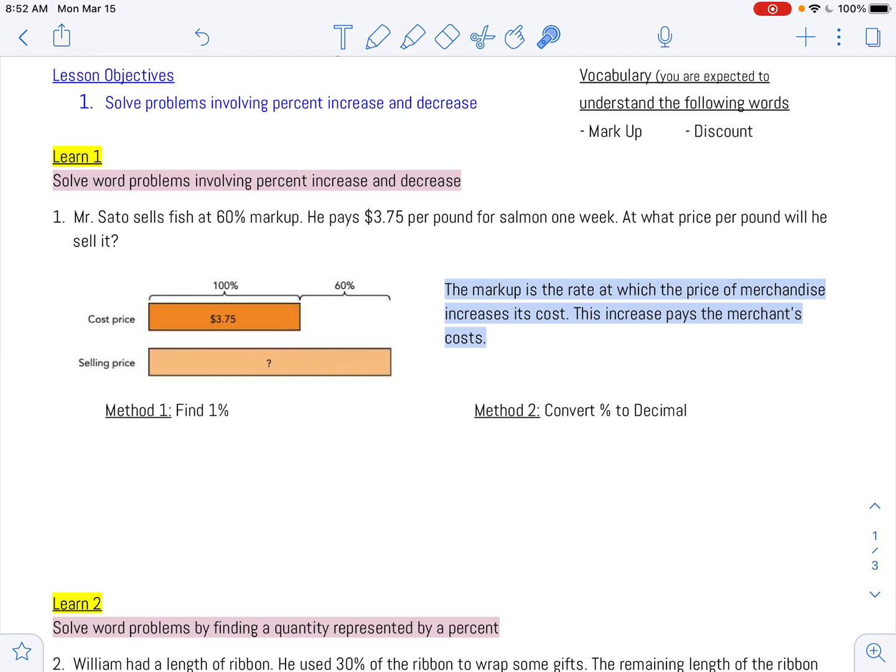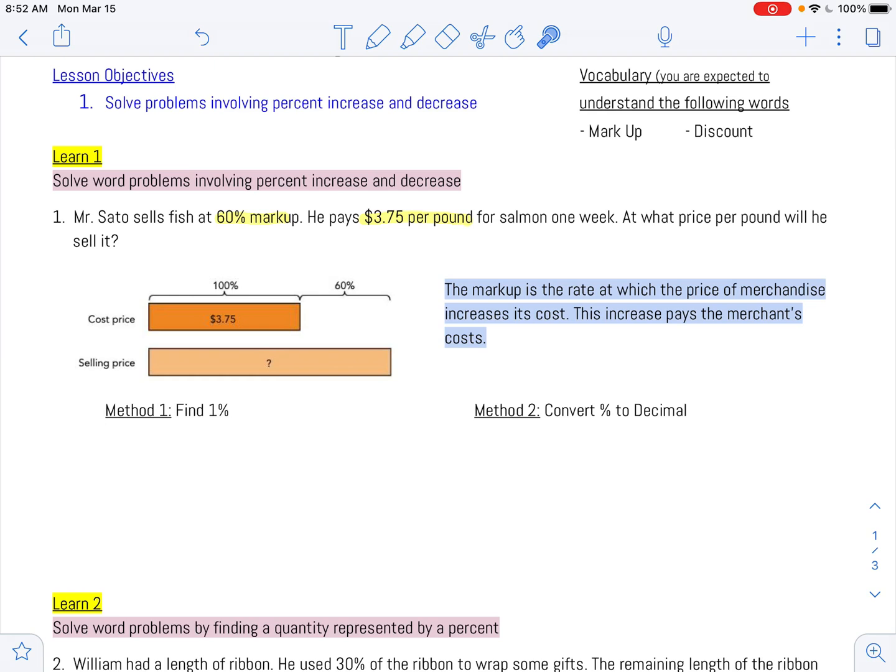So we're looking at the problem with Mr. Sato. He sells fish at a 60% markup. He pays $3.75 per pound for salmon 1 week. So our job is to find at what price per pound he will sell it. Like I had mentioned before, the markup is the rate at which the price of merchandise increases its costs. This increase pays the merchant's costs, so they're able to make money off of the product.